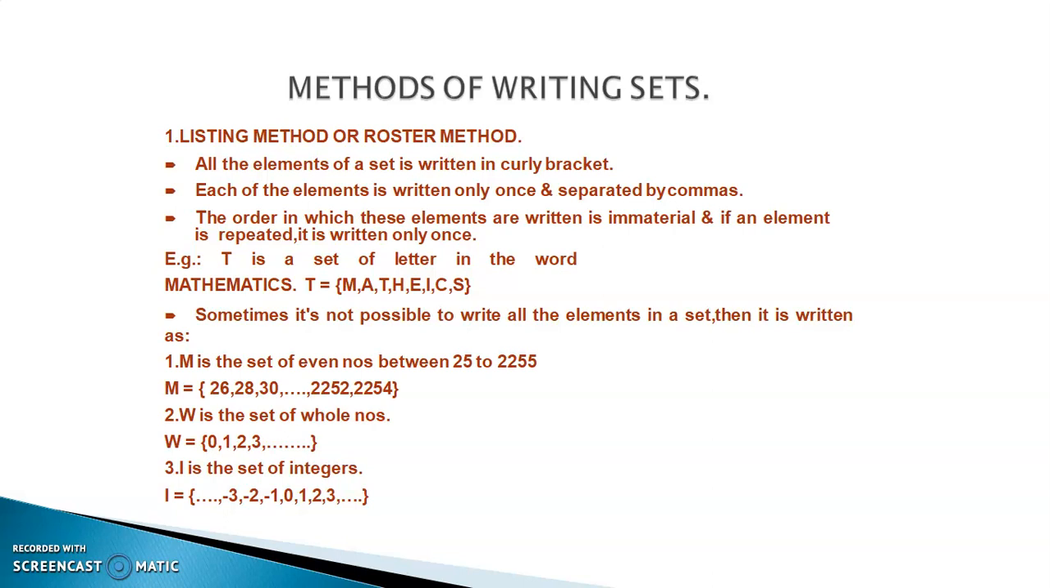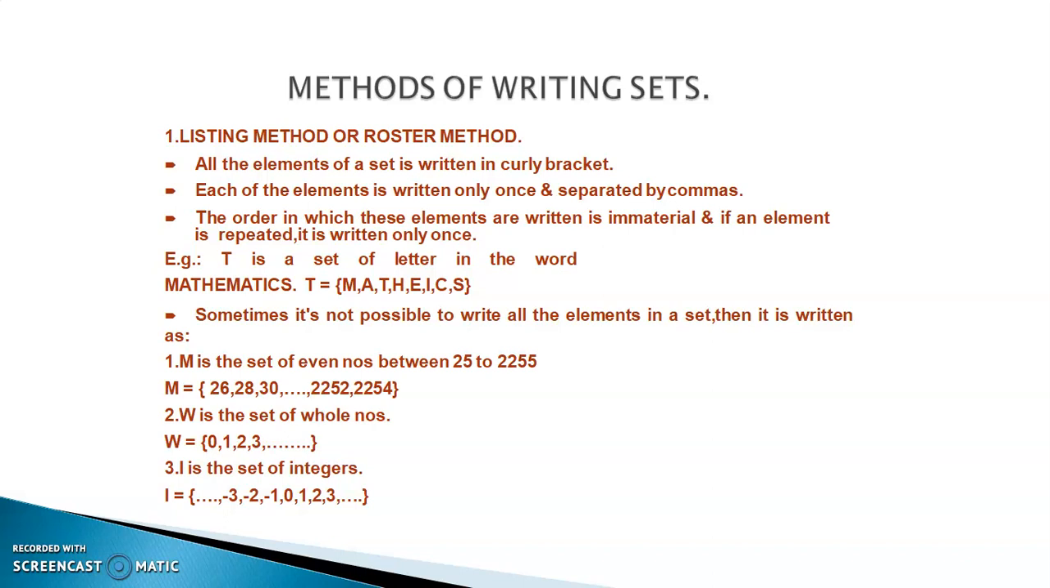Let's learn methods of writing set. There are two methods of writing set. First one is listing method or roster method. In this method, we write all the elements of a set in a curly bracket. Each of the elements is written only once and separated by commas. The order of an element is not important, but it is necessary to write all the elements of the set.